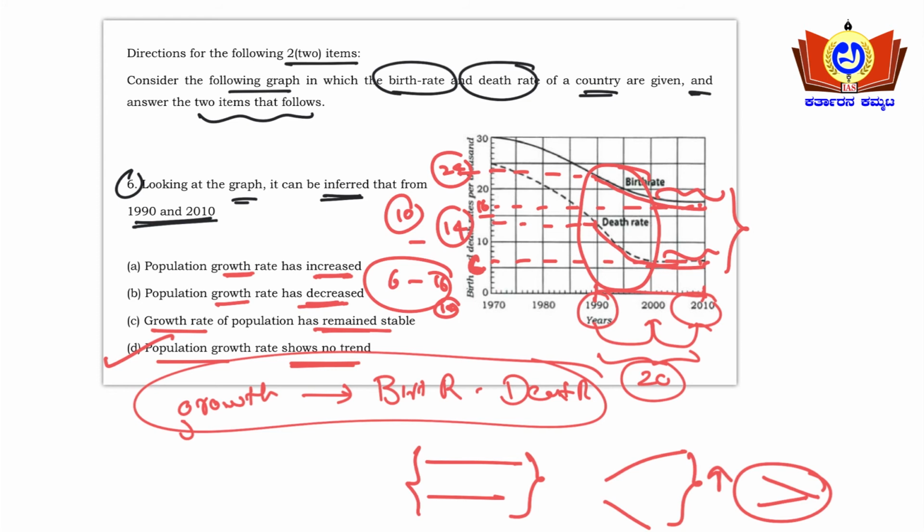See, you cannot say it has decreased because further it has been stabilized here. The growth rate of the population has remained stable, you will not be able to say that here either, because initially it has decreased, then it has been stabilized here. Hence option D, no trend, will be the right answer here. Okay, so moving on to the next question.